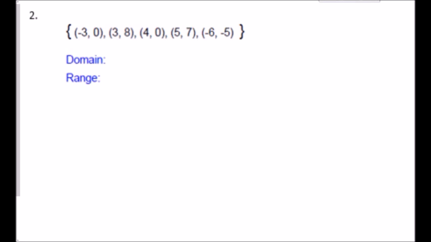Okay, second example. Again, we're going to start with domain or x values, and we're going to list them from lowest to highest with no repeat values. So I'm going to start at -6, -3, and it looks like we go 3, 4, 5.